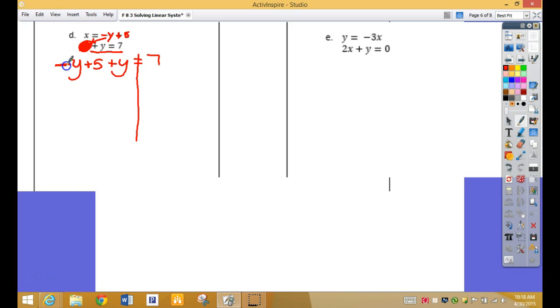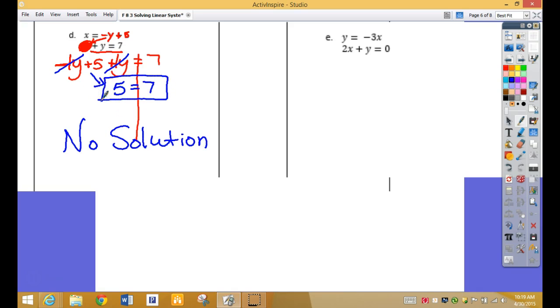Solve for that. What's a negative 1y plus 1y? What happened again? Yep, it's a special case again. They canceled each other out. Left me with 5 equals 7. Is it parallel or the same line? Parallel. Yep, these two lines, if we graph them, would be parallel. So if they're parallel, the answer would be no solution. No solution. These are different numbers and the variable canceled out.